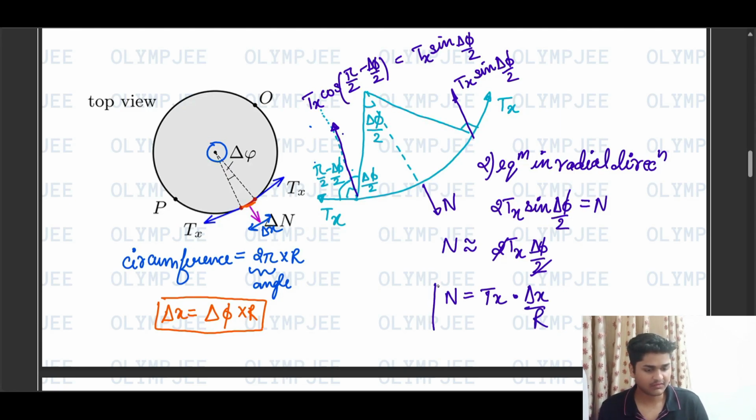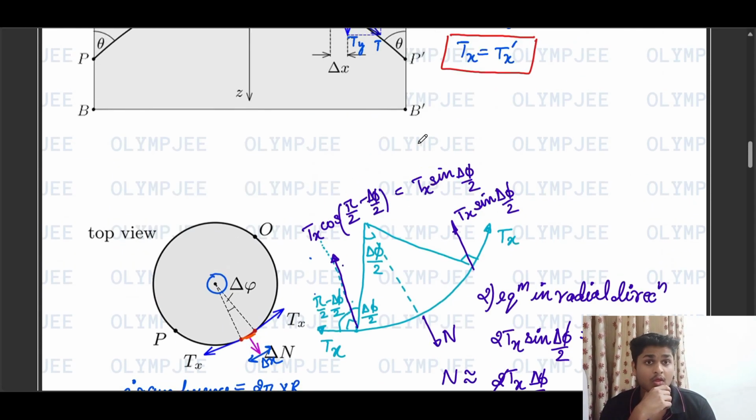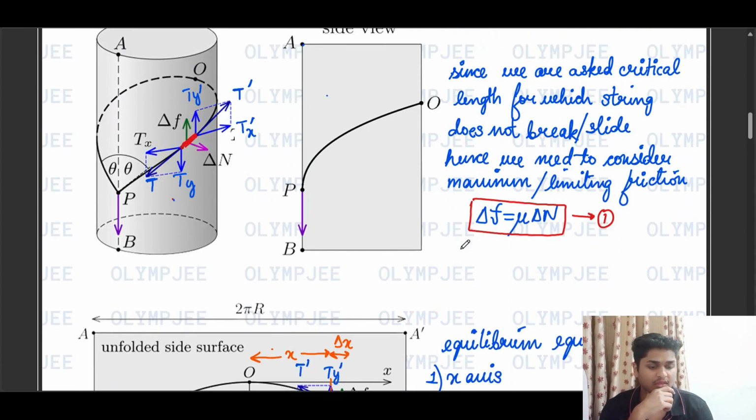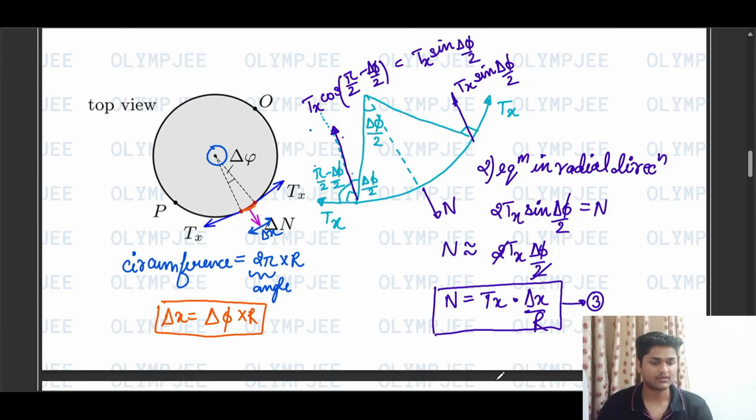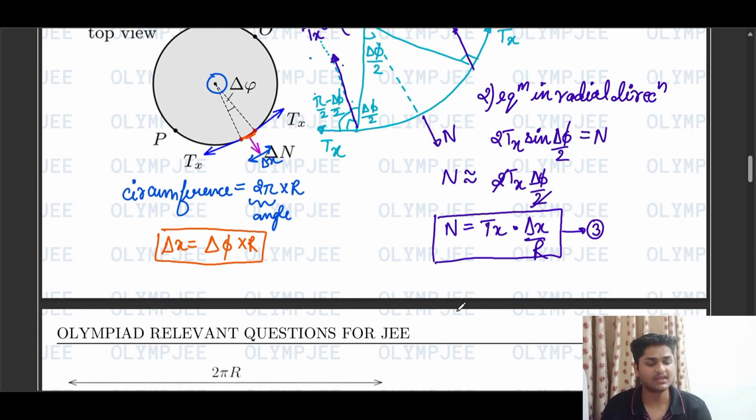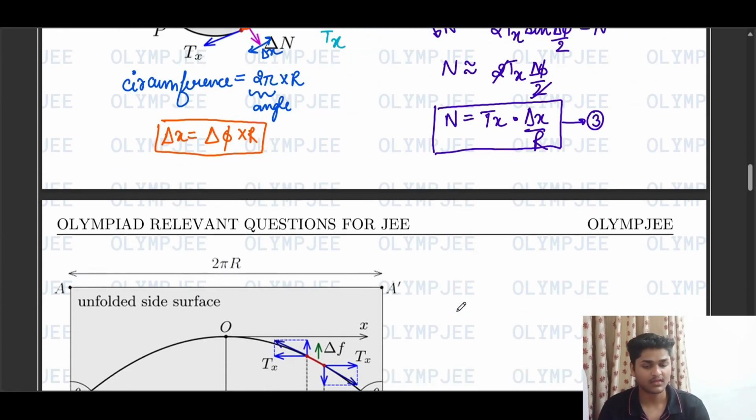So this is the third equation that we obtained, right? So the first equation was proving that the friction will be limiting friction. Second was that the horizontal component of tension will remain constant. And third, we analyzed the equilibrium in radial direction and found a relation between normal and the Tx.